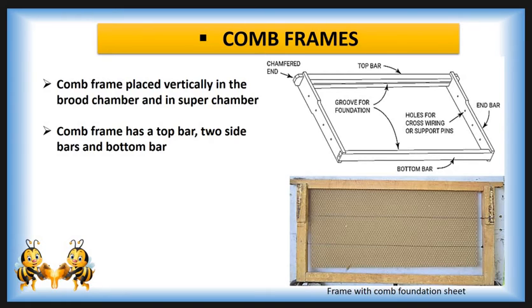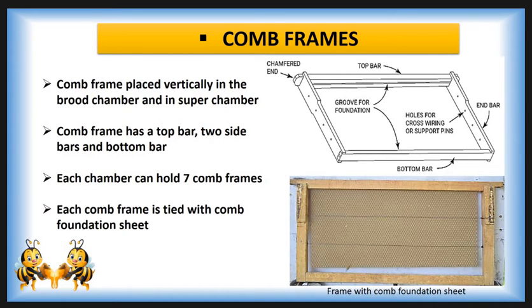The side bar has a hole for wiring the frame for fixing the comb foundation sheet. See here, this is a hole for fixing the comb foundation sheet with wiring. See here, this is a comb foundation sheet. Each chamber can hold 7 comb frames. Each comb frame is tied with a comb foundation sheet. Comb frames are movable. The space between two frames is 7 to 9 mm.